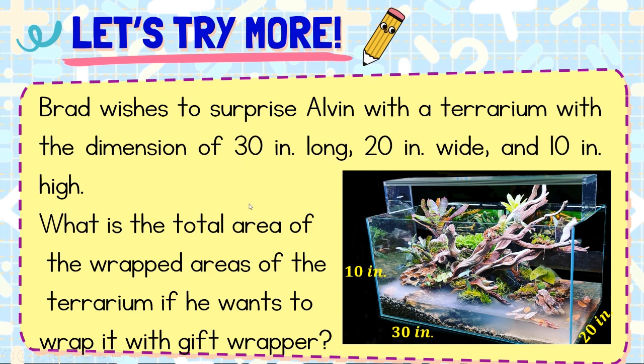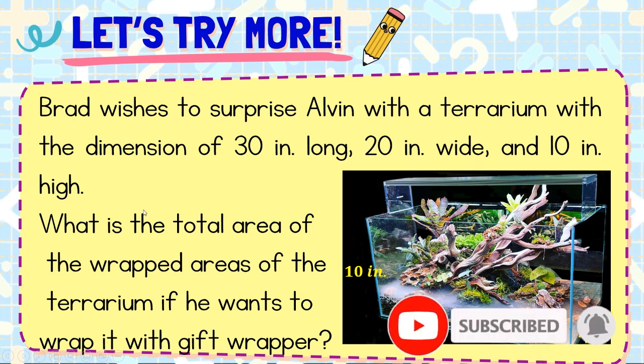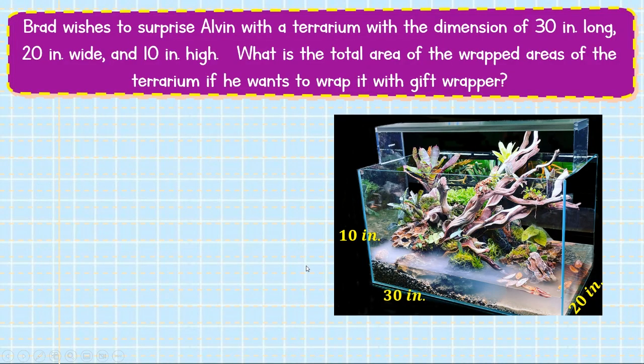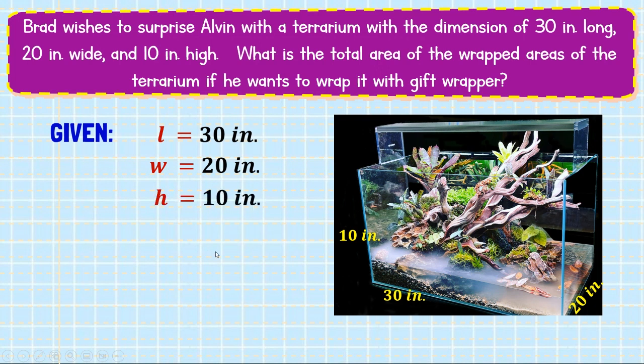Brad wishes to surprise Alvin with a terrarium with a dimension of 30 inches long, 20 inches wide, and 10 inches high. What is the total area of the wrapping areas of the terrarium if he wants to wrap it with gift wrapper? So the given are 30 inches for the length, the width is equivalent to 20 inches, and the height is equivalent to 10 inches.